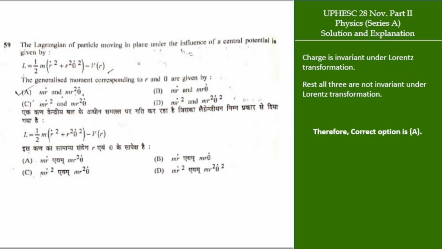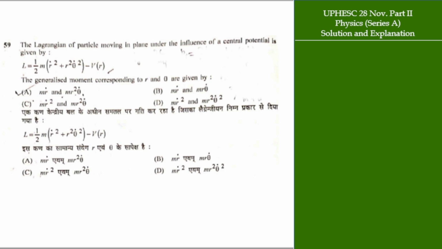In the next question, the Lagrangian of a particle moving in a plane under the influence of a central potential is given by L equals m by 2 times (r dot square plus r square theta dot square) minus potential V as a function of r. The generalized momenta corresponding to r and theta are given by. So the correct option for this question is A, and let's solve this one.